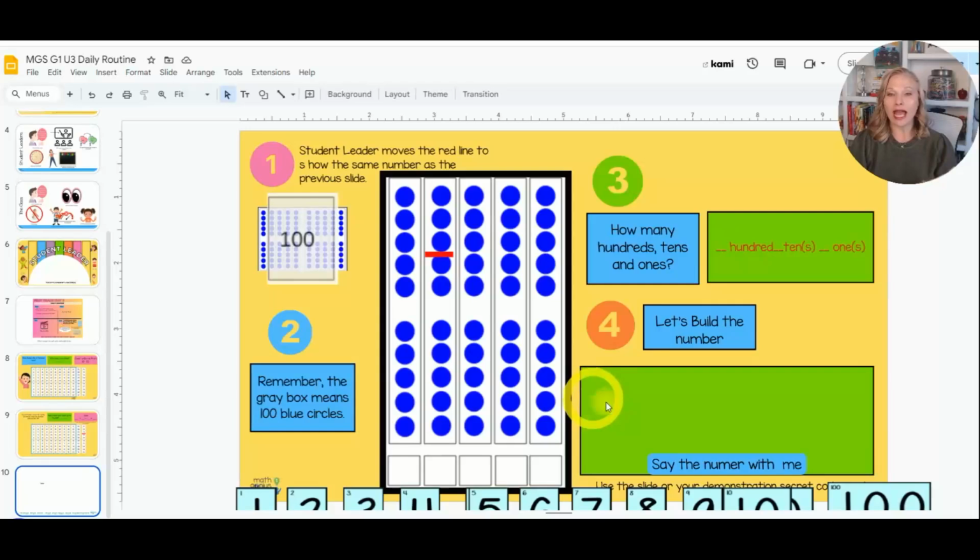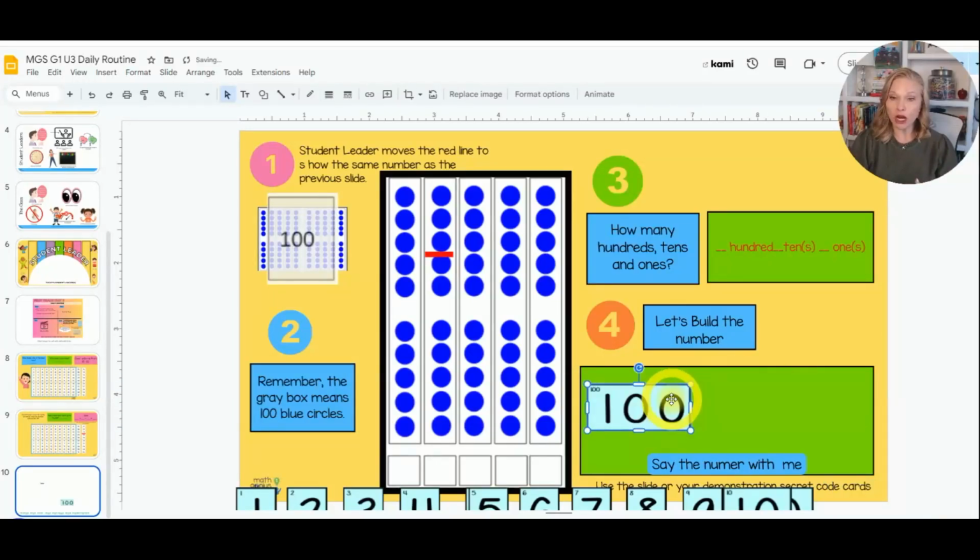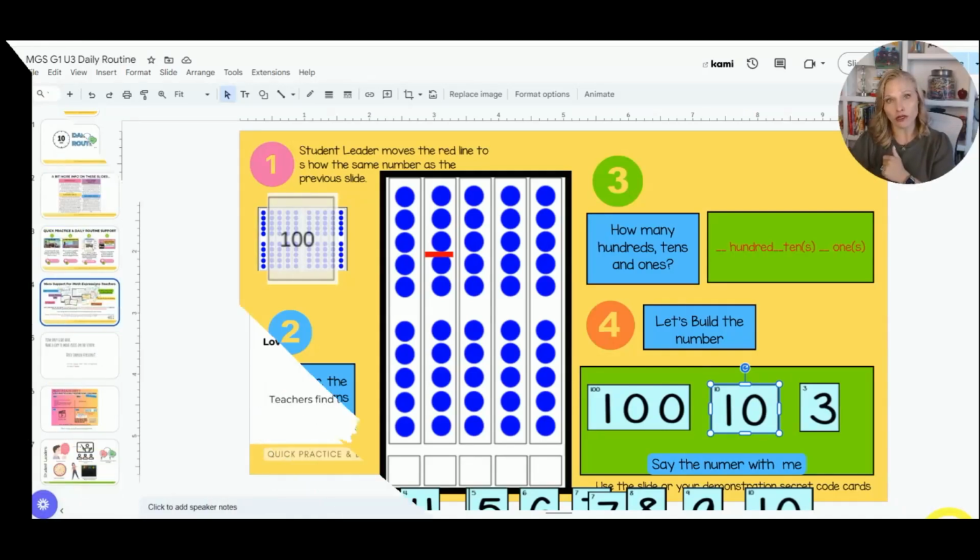Now let's build the number, and you can use your real secret code cards, and the student leader would grab the cards they need. We know that 100 plus 10 plus 3 equals 113. So we practice putting the number together. We practice pulling it apart. So we can say, yes, it's 100, 10, and 3 extra ones, 113. So we're building out that place value understanding so that students are seeing it, building it, saying it, and counting to it. You'll do this every day with a new number between 101 and 120.